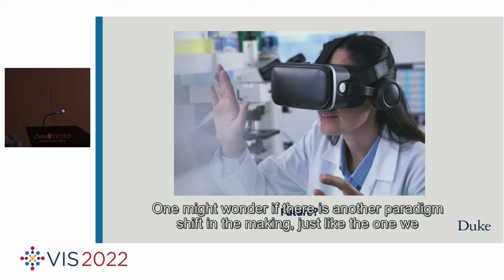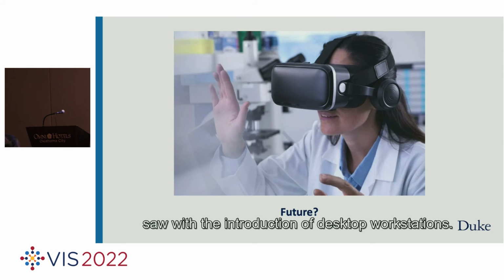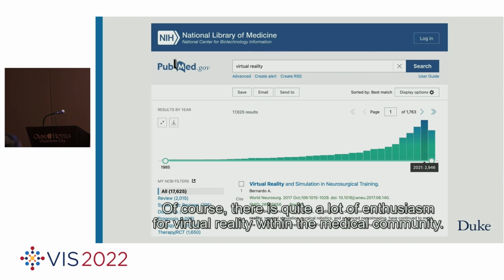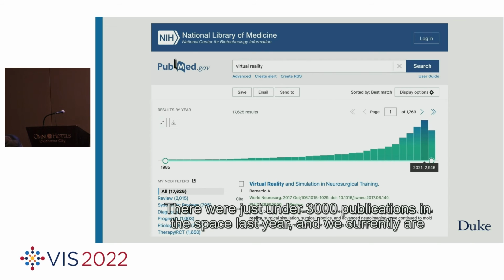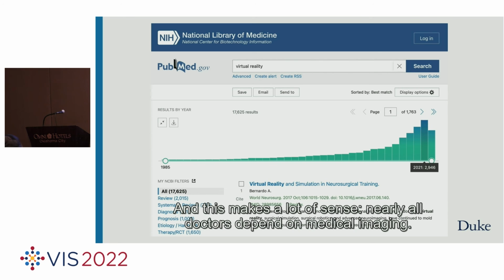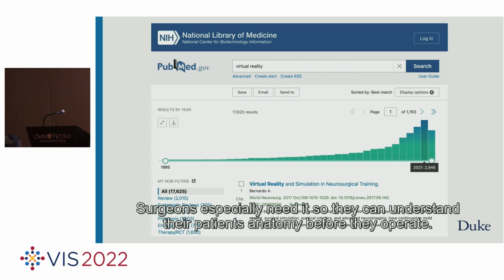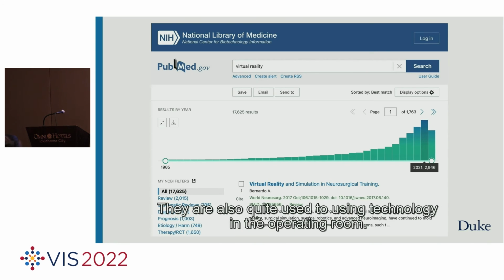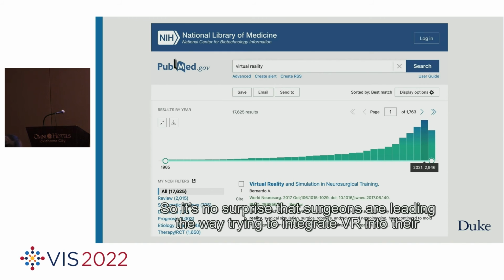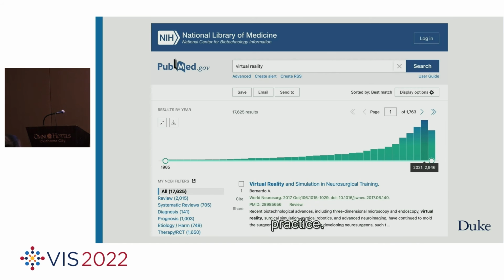One might wonder if there is another paradigm shift in the making, just like the one we saw with the introduction of desktop workstations. Of course, there is quite a lot of enthusiasm for virtual reality within the medical community. There were just under 3,000 publications in this space last year, and we currently are well on pace to break that threshold. And this makes a lot of sense. Nearly all doctors depend on medical imaging. Surgeons especially need it so they can understand their patient's anatomy before they operate. They also are quite used to using technology in the operating room, so it's no surprise that surgeons are leading the way trying to integrate VR into their practice.